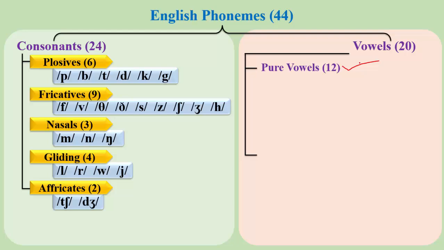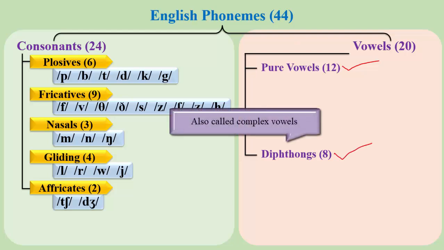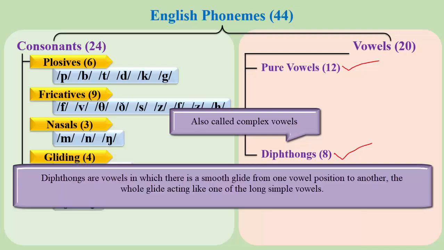The other subcategory, the second one, is diphthongs. Diphthongs are also called complex vowels, and they are defined as vowels in which there is a smooth glide from one vowel position to another, the whole glide acting like one of the long simple vowels.